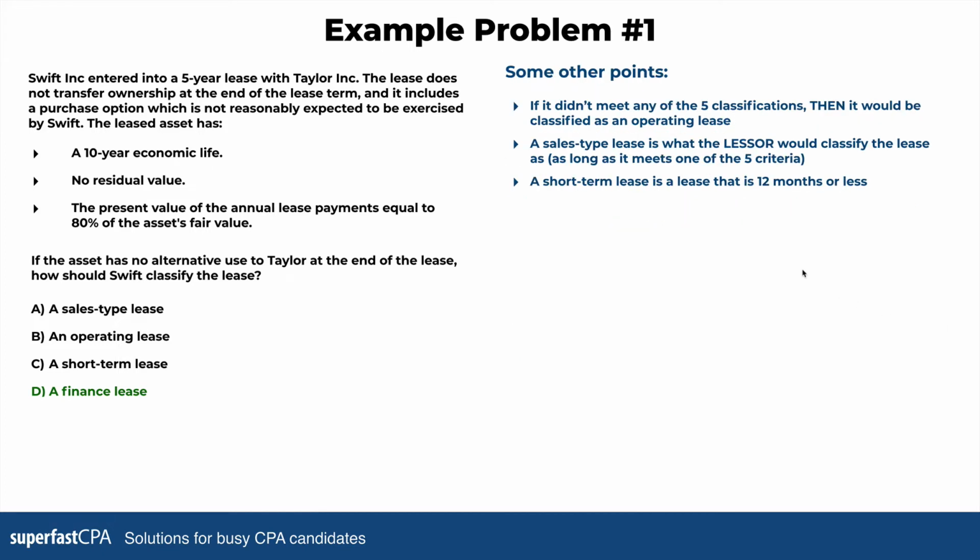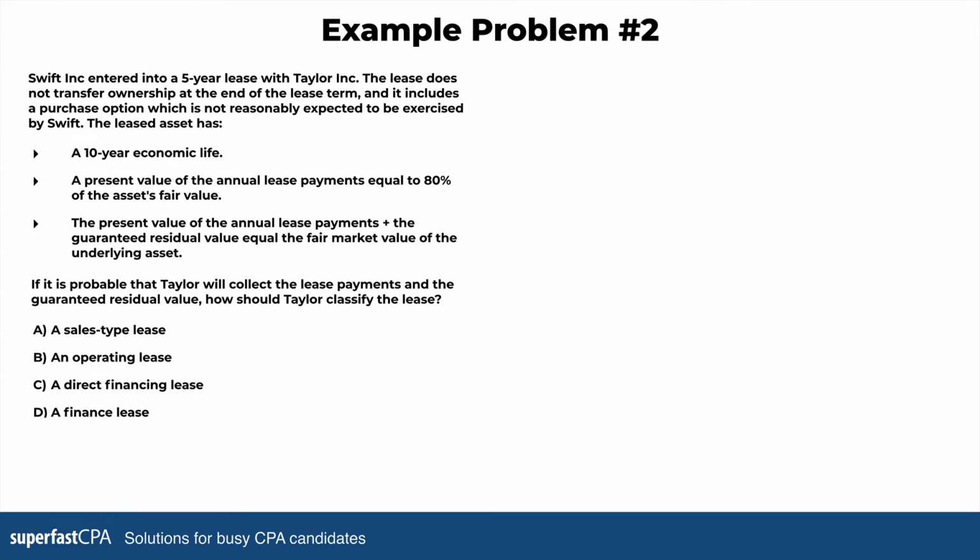A few other points. Again, if it didn't meet any of the 5 criteria, then it would be classified as an operating lease. A sales type lease is what the lessor would classify the lease as long as it met one of the 5 criteria. Again, a short-term lease is any lease that's 12 months or less. So now we will just change the facts a little bit, and we will do a problem that deals with the lessor's side of things.